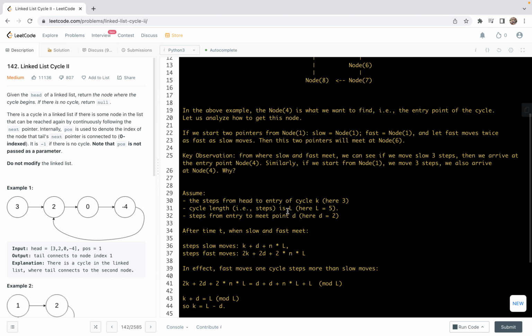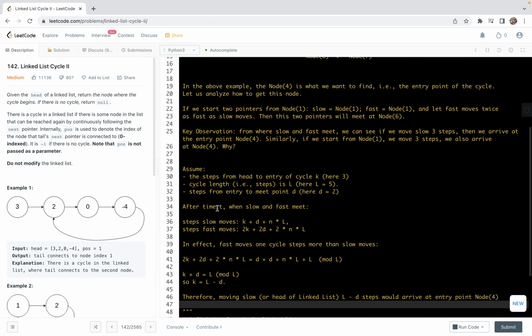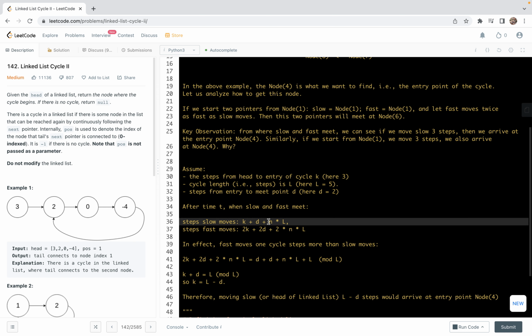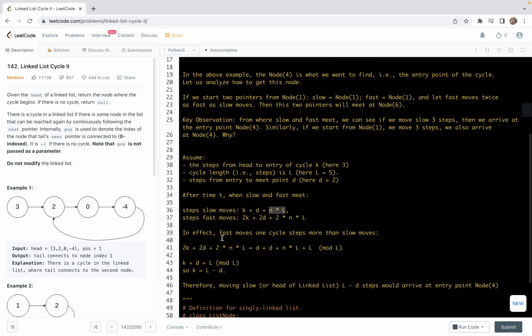So we introduce K, L, and D. Then after time t, when slow and fast meet, slow moves K plus D plus a certain number of rounds in the cycle, right? The steps the fast pointer moves is doubled, so double the steps is 2K plus 2D plus 2 times N times L. So in effect, fast actually moves 1 cycle's steps more than slow moves. You can see this as modulo L.